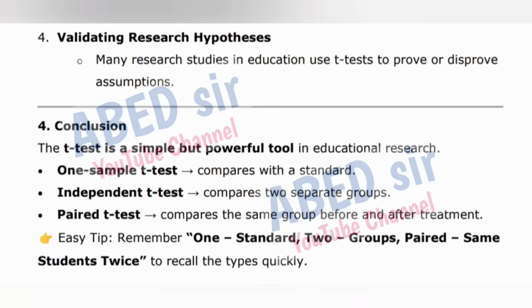One sample t-test compares with a standard. Independent t-test compares two separate groups. Paired t-test compares the same group before and after treatment. Easy tip: remember 1 standard, 2 groups, paired same students twice, to recall the types quickly.